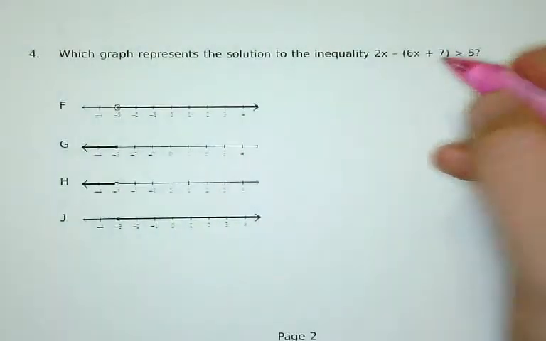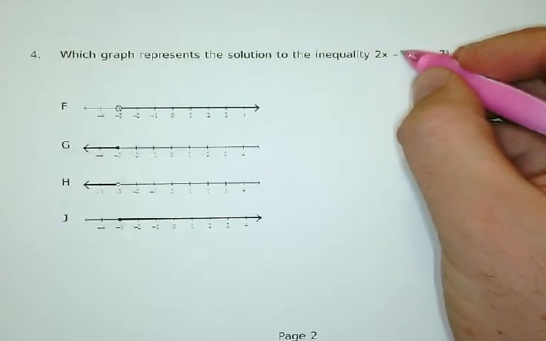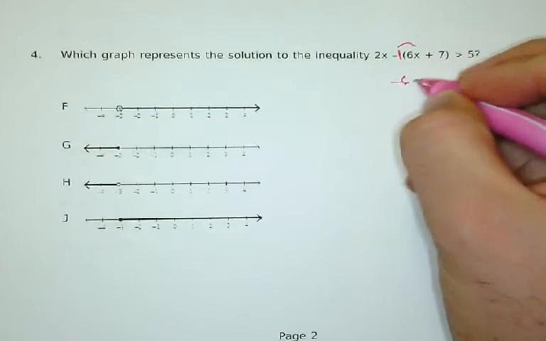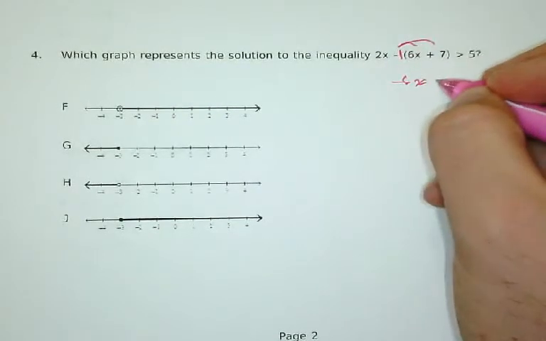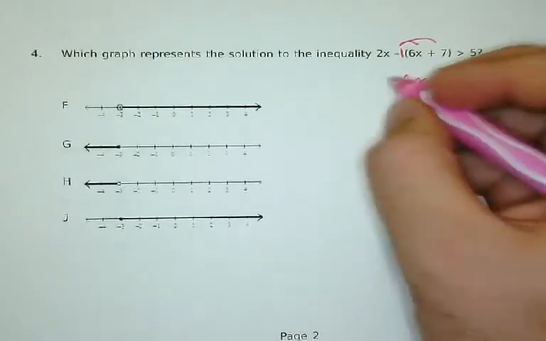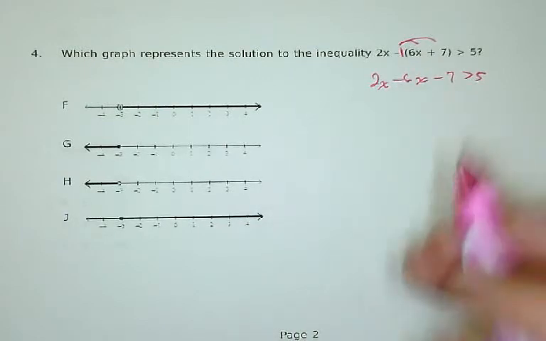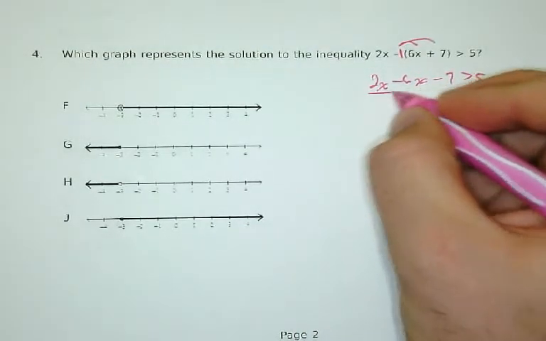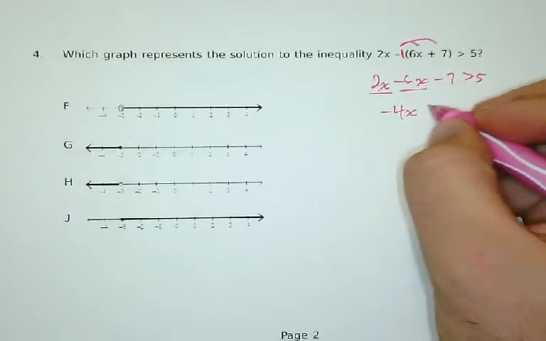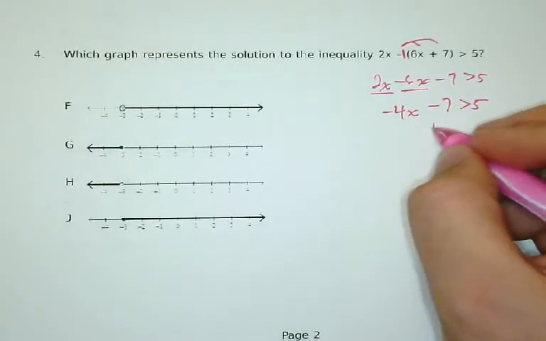Alright, I see a parentheses and I see a negative touching it, which means I'm going to multiply by a sneaky -1. -1 times 6 is -6x. -1 times 7 is -7. Bring everything else down. Now, after we distribute, we're going to start to combine like terms. So we've got 2x minus 6x, which is -4x. Bring this down, bring that down. Move your numbers to one side.